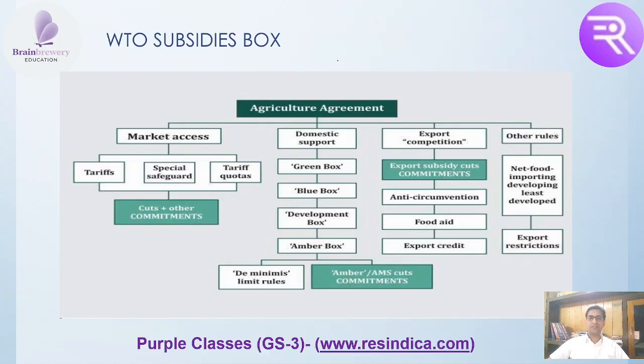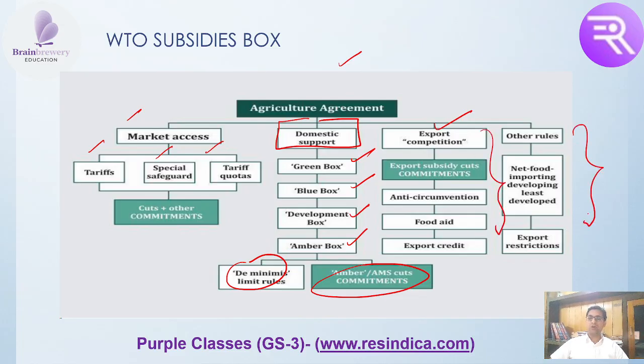So this is what the agriculture agreement is. Market access, like tariff, safeguard and tariff quota. Then domestic support, how you can give, using green box, blue box, development box, amber box. Under amber box you have de minimis support, and amber box with commitment. Okay, AMS cuts are there, right? Then export competitions are there, which we will be doing in later classes for other topics. So we are doing subsidies now, that is why we are discussing only this part.